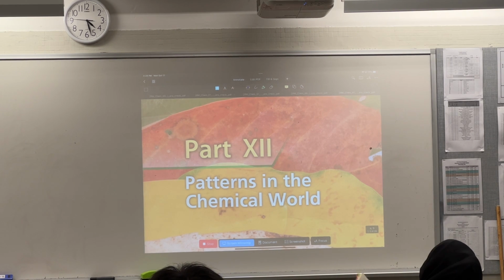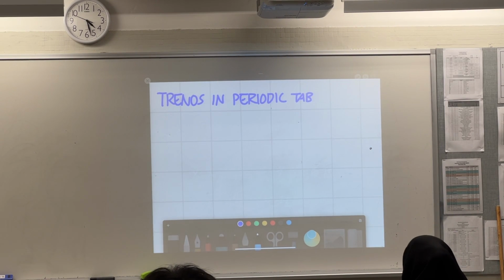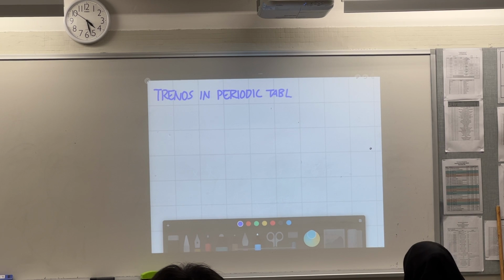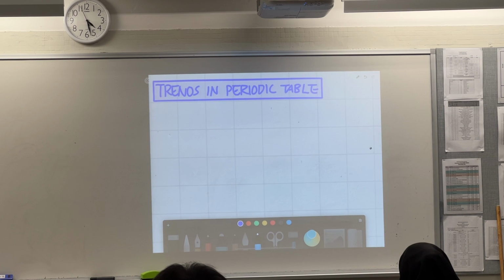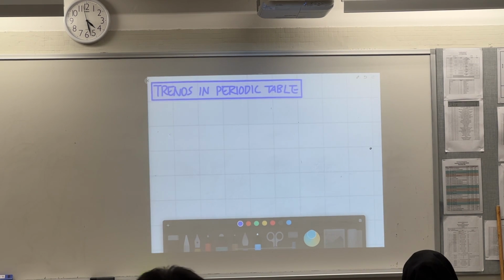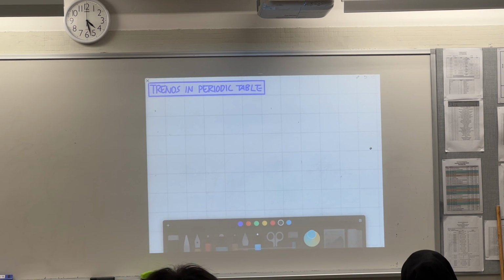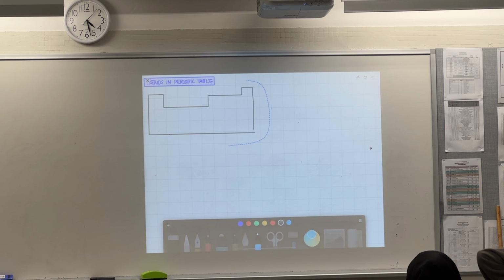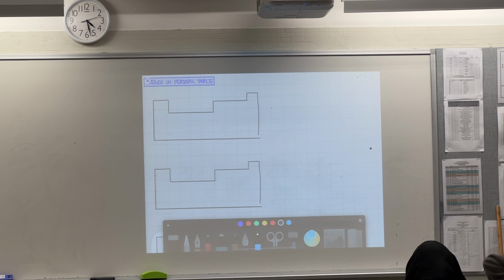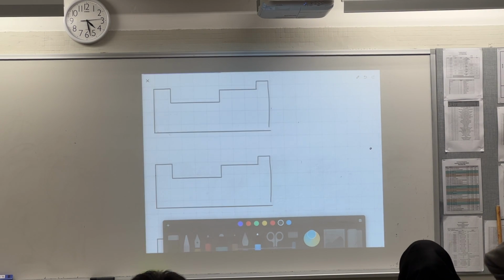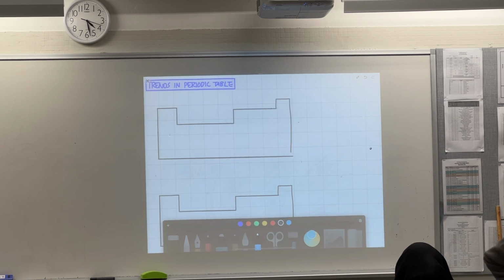So it's patterns in the chemical world, where we look at the trends in the periodic table. The periodic table does more than just record elements for you. It shows you properties. I like to look at it as a giant cheat sheet. It shows you a lot of useful properties. For example, where do we find the metals? Do we find metals on the left or on the right? On the left. We find semi-metals in between. We find non-metals on the far right.